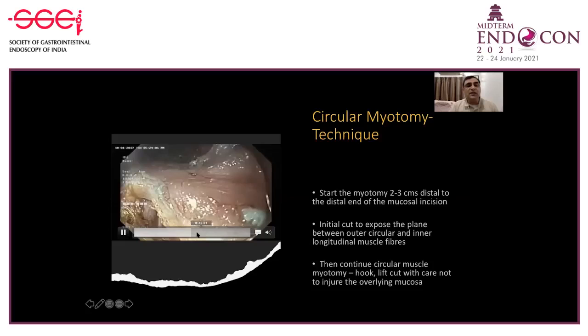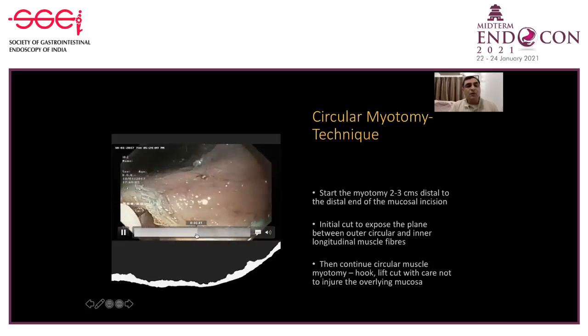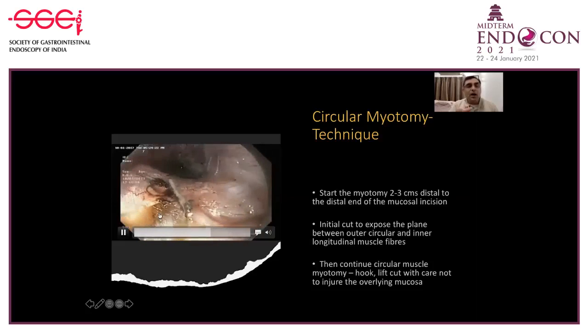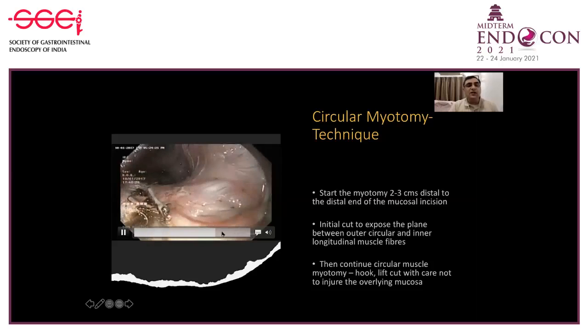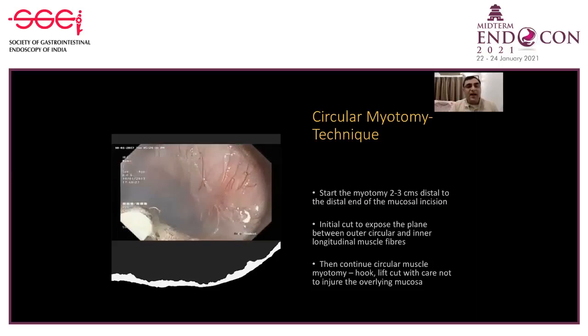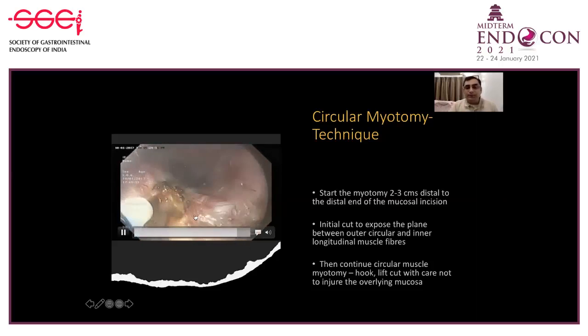Once you see these longitudinal fibers, what we have to do is hook this knife in between the longitudinal and the circular muscle fibers, and then slowly go up and cut only the circular muscle fibers. This step has to be repeated very carefully so that the knife doesn't touch the mucosa on the top.